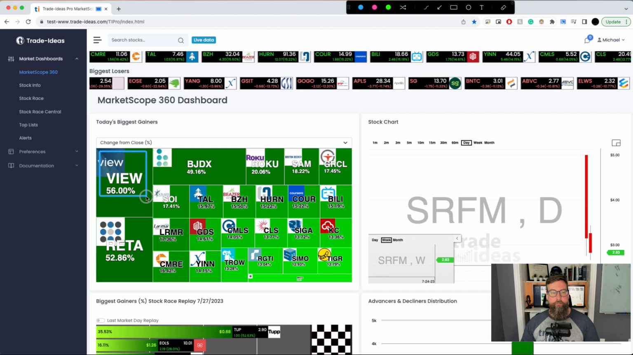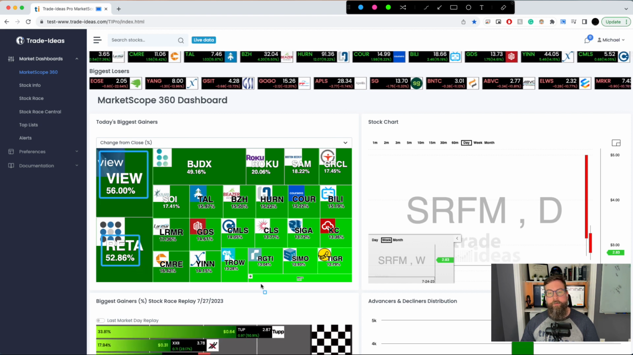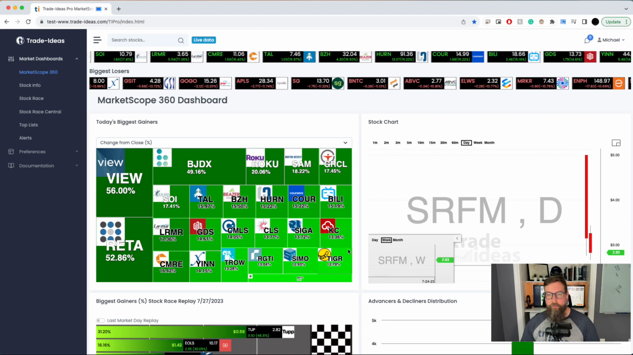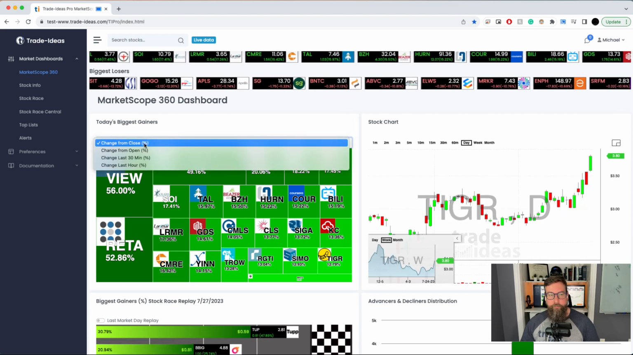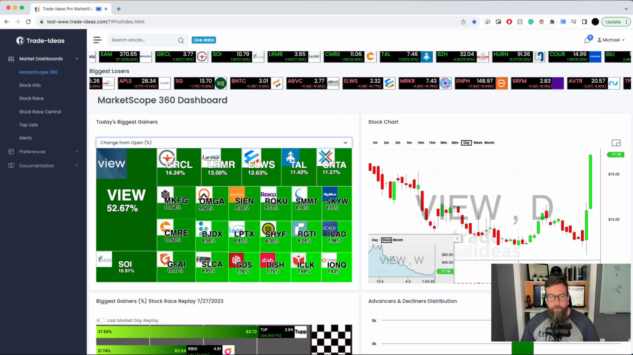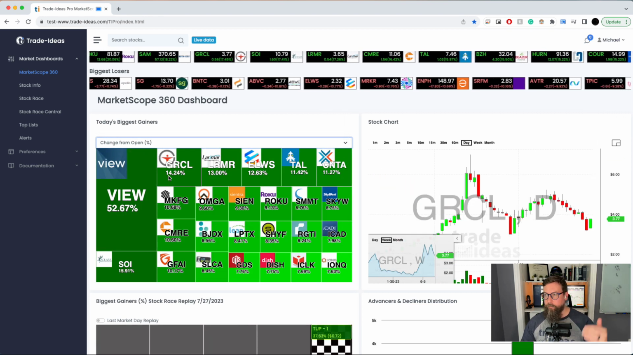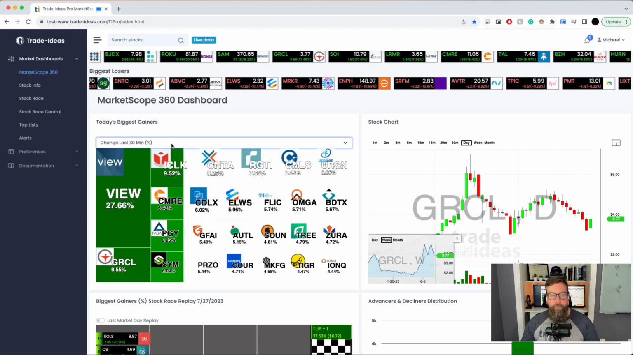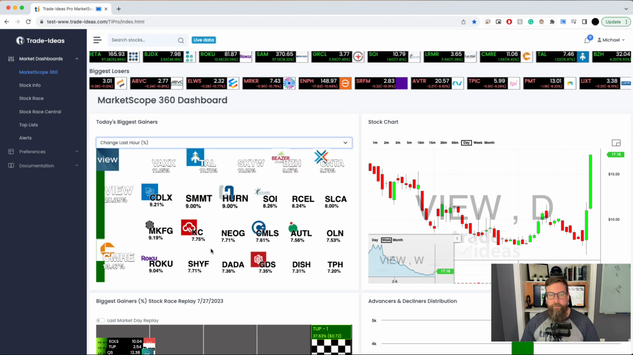So this is showing me that View and Rita are very much up today. Still up pretty well is Tiger and all of these other types of names. Now these are up, changed from the close. I can change that, so that's changed from the open. This one is a little bit more interesting to me personally because I want to see from the opening print what's moving up right now. You can also do the change in the last 30 minutes and the change in the last hour.